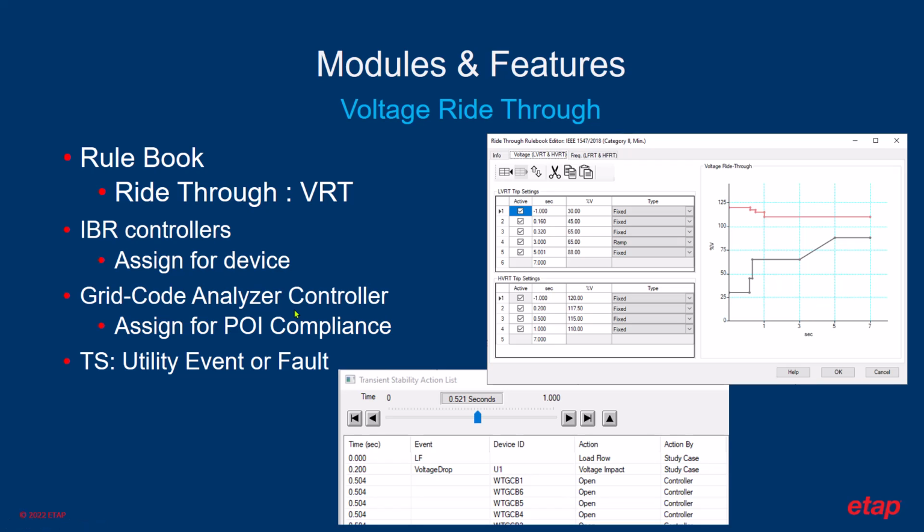Then the user can apply fault or low voltage events and verify the trip condition. Again, we create a nice report for ride-through for the user to figure out whether you are complying with the grid code or not.